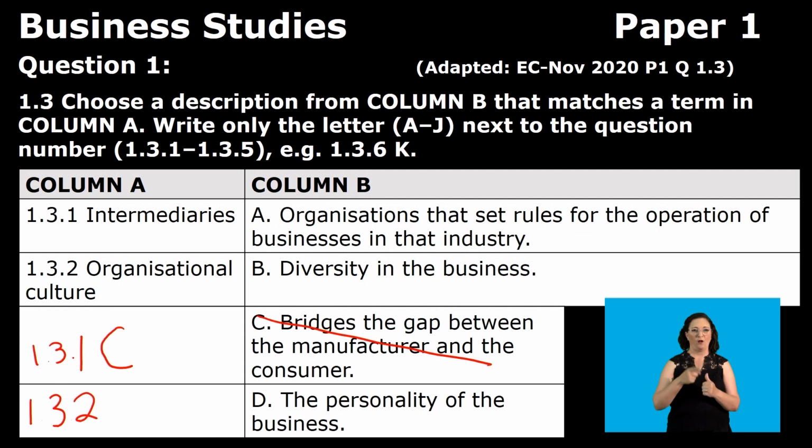Right. Organizational culture, do you think it's organizations that set rules for the operation of the business in that industry? Do you think it's diversity in the business? The personality of the business? What do you think is the correct answer? All right, so the answer is, what do you think? It's D. You write it D. So that's basically your section A, 1.1, 1.2, and 1.3.